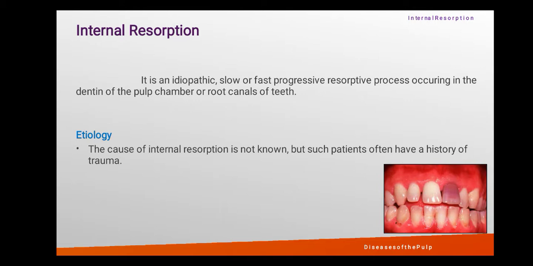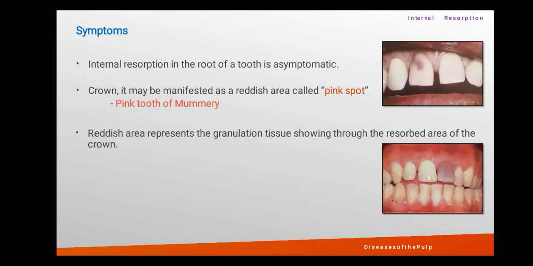Here you can see a pink tooth also. It is an idiopathic, slow or fast progressive resorptive process occurring in the dentine of the pulp chamber or root canals of the teeth. The cause of internal resorption is not known, but such patients often have a history of trauma. So it is idiopathic in nature also. Internal resorption in root of a tooth is asymptomatic. It is also called pink spot or pink tooth of Mummery. Reddish area representing the granulation tissue showing through the resorbed area of the crown.